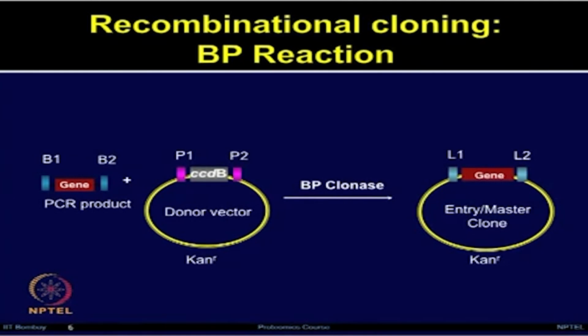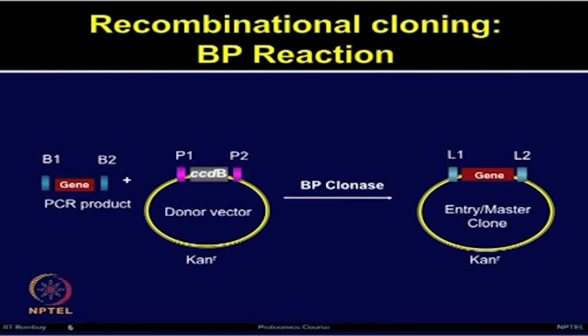When a reaction is run to mix attB and attP sites, such as when making master clones, this step is catalyzed by the BP Clonase enzyme, and it is known as the BP reaction because of attB and attP site involvement.